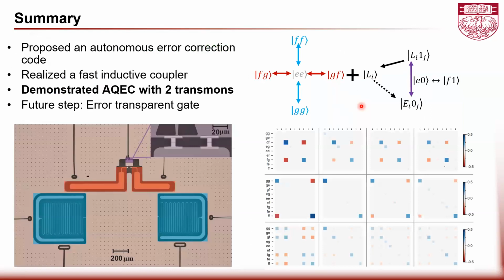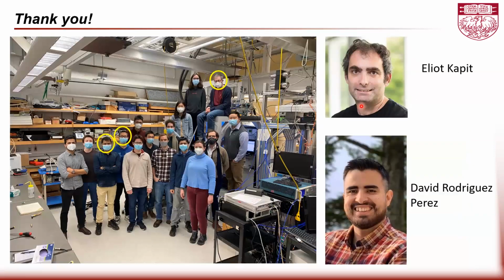As a summary, we have proposed and realized a new autonomous error correction code, which only needs two transmons and a coupler. All of it is on chip. As the next step, we would like to try some error transparent gates with the device. Thank you. Here are all of the people who contributed to the project, and I'd like to take any questions.